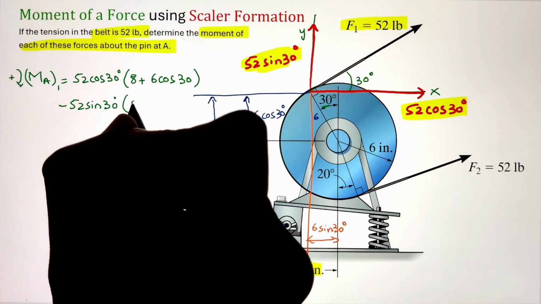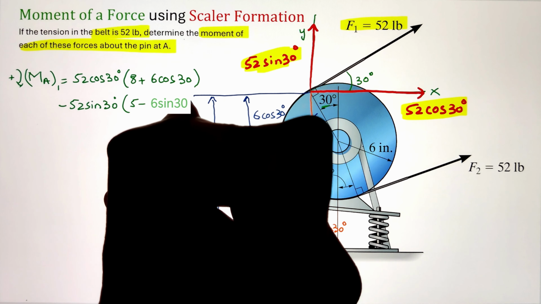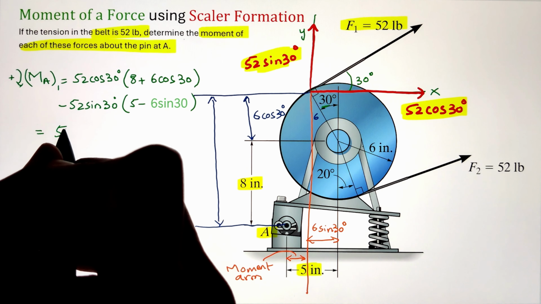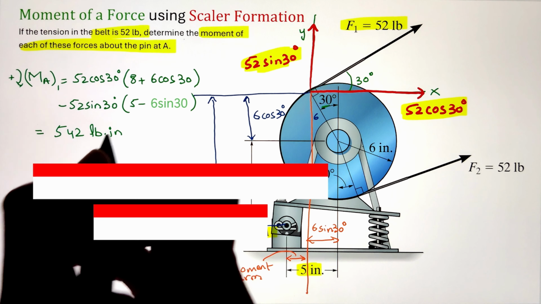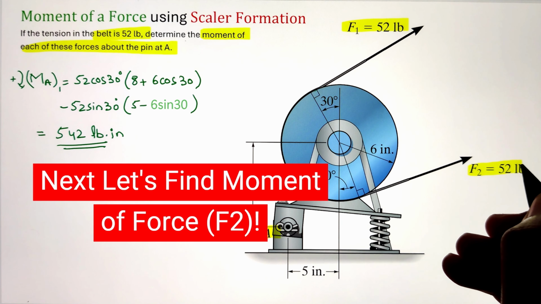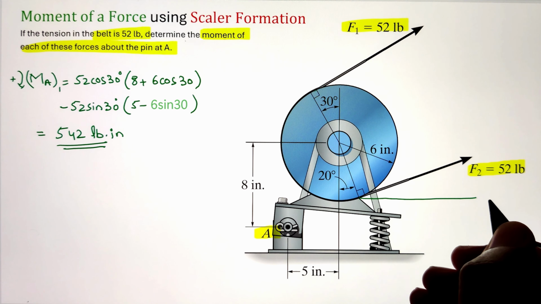Now, in this case, since the moment arm is towards the left of the force vector pointing upward, it is going to create a counterclockwise moment. So it will be taken as negative. Simplifying, we get the value of total moment as 542 pound-inches. Next, let's go ahead and solve for the moment of force F2.